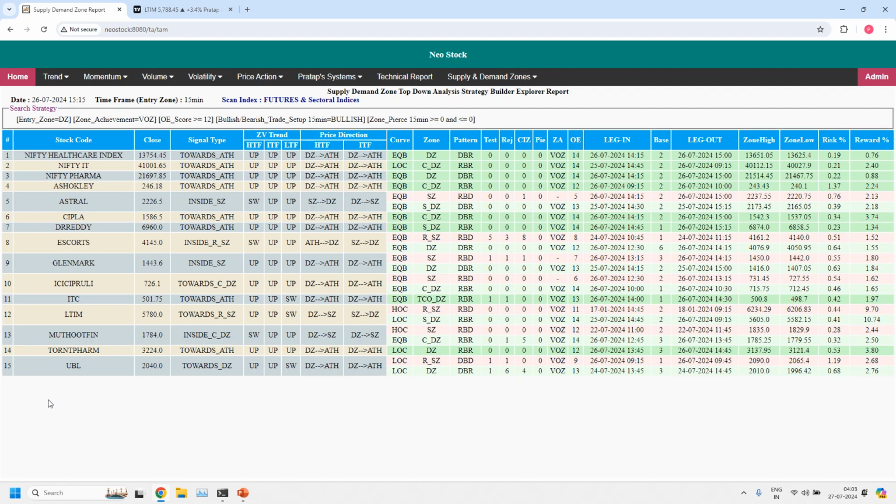Because we have learned 2 strategies. One is a combination of HTF, ITF, LTF, and another one is a combination of ITF and LTF. So in this example, only ITF and LTF. My LTF zone should be having confluence with ITF zone. Only such kind of stocks I want to filter from these stocks. Out of 15 stocks, because all these are LTF zones, let us check how many of them are having confluence with ITF.